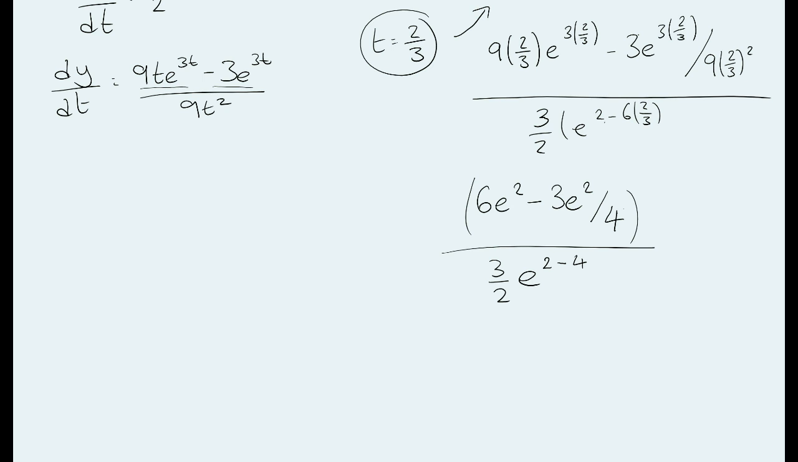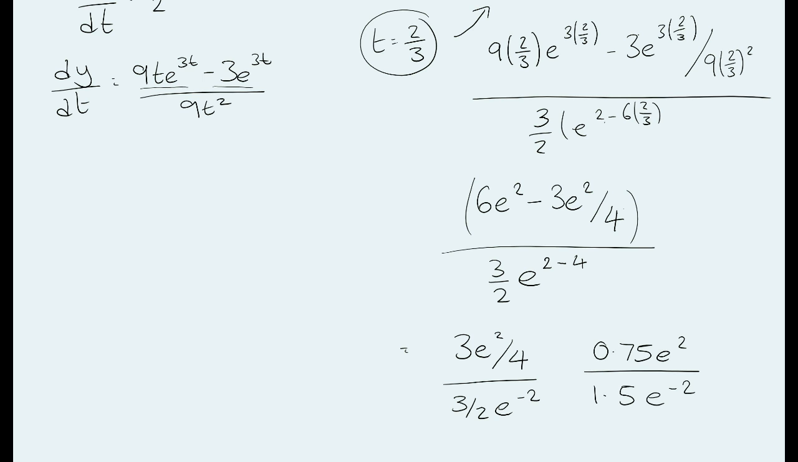Okay, so my next stage is to write this. The top here, 6e squared minus 3e squared, leaves me 3e squared over 4. And that is being divided by 3 over 2 e to the 2 minus 4. Now, if we just write this slightly differently, the 3e squared over 4, that's the same as saying 3/4, or if you like to try and make this make perfect sense for you, 0.75 e squared. That's being divided by 3 over 2, which is 1.5 e to the minus 2.